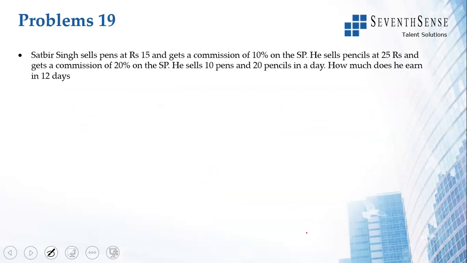Satbir Singh sells pens at 15 and gets a commission of 10% on the selling price. He sells pencils at 25 rupees and gets a commission of 20% on the selling price. He sells 10 pens and 20 pencils in a day. How much does he earn in 12 days? Commission on a pen is equal to 10% of 15. How do you do 10% of 15? 15 into 10 by 100. So the commission on a pen is 150 by 100, which is 1.5 rupees.